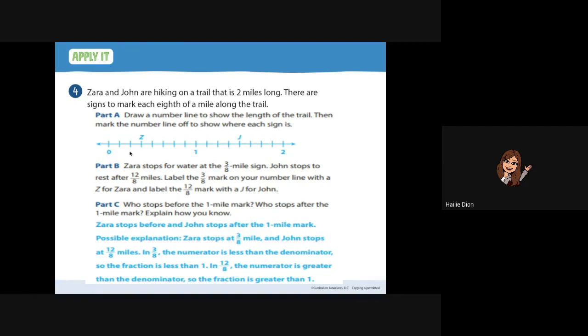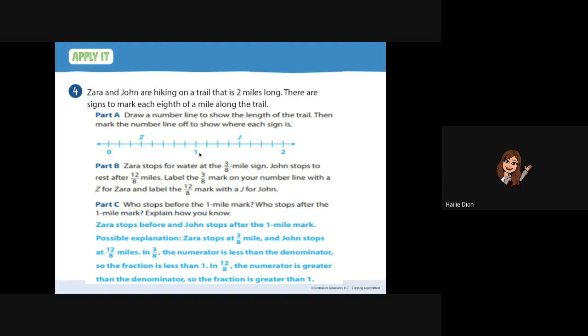So we know from 0 to 1 is 8/8, right? We don't have to recount 0 to 1. We know that 1 is 8/8, but we need 12, so we're going to keep going. So we have 9/8, 10/8, 11/8, and 12/8, and that's what we're going to label a J for John, because that's where he stopped for a break. So, looking at part C, who stops before the 1 mile mark? Who stops after the 1 mile mark? Explain how you know. So this 1 represents our 1 mile, because the trail is 2 miles long.